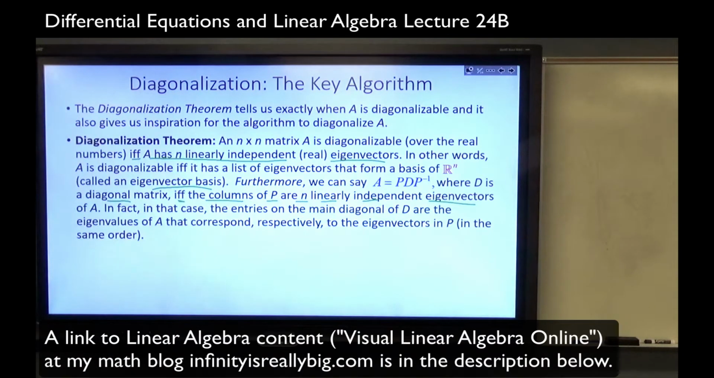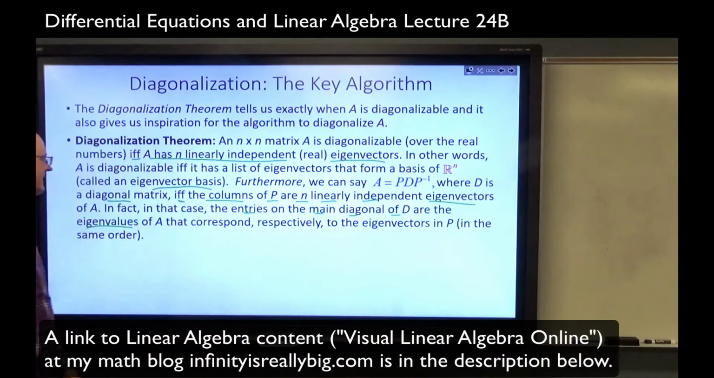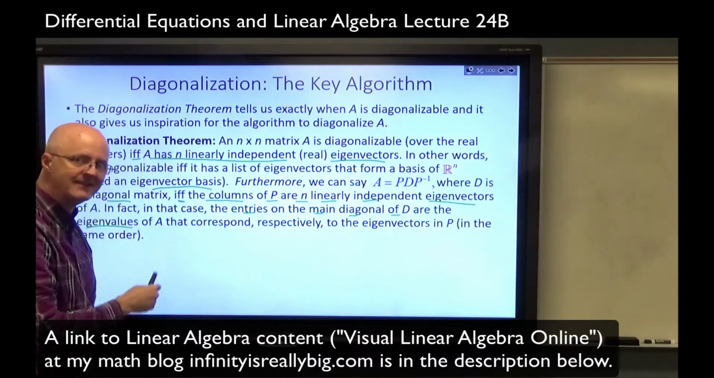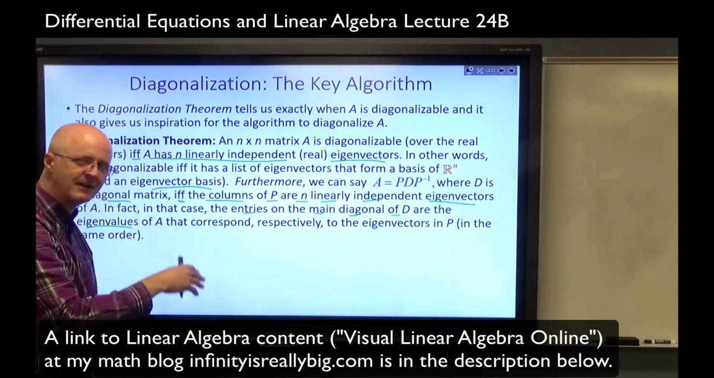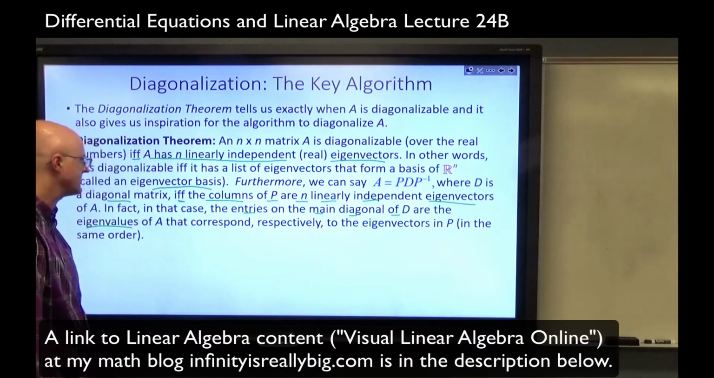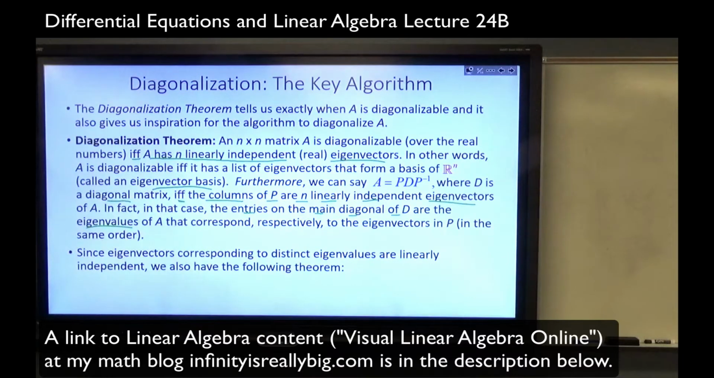In fact, in that case, the entries on the main diagonal of D are the eigenvalues of A that correspond respectively, in the same order, to the eigenvectors that are in the columns of capital P. Same order for the eigenvalues as you see for the corresponding eigenvectors. We will look at an example here.